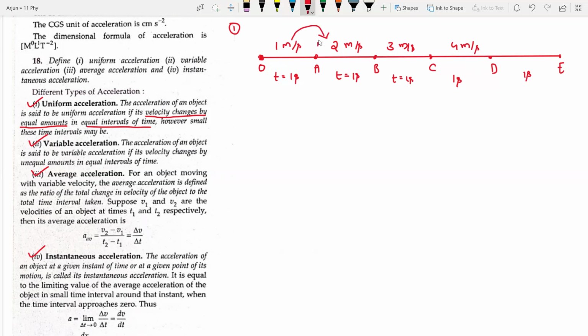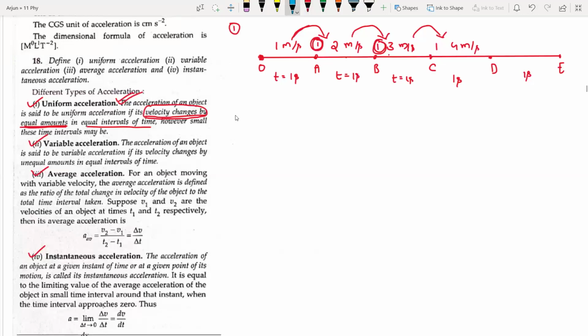How much it got increased? 1. Again from 2 to 3, how much increase? 1. Again 3 to 4, 1. Like that, the velocity changes by equal amounts. So change from this path to this path is increased by 1. Again from this path to this path, it is increased by 1. Like that, gradually if the speed is increasing with equal amounts, such type of acceleration we are calling it as uniform acceleration. Now what is meant by variable acceleration?